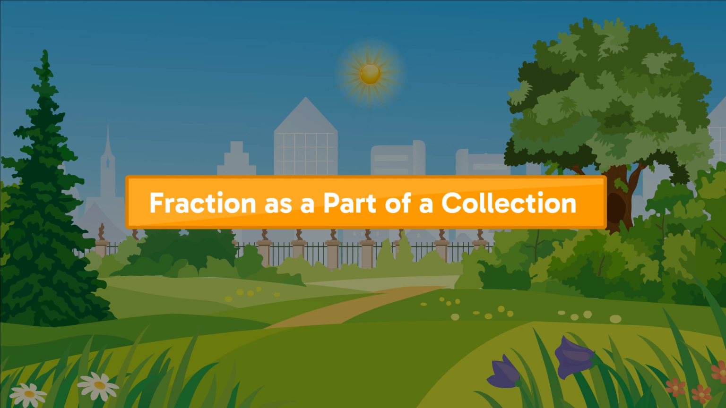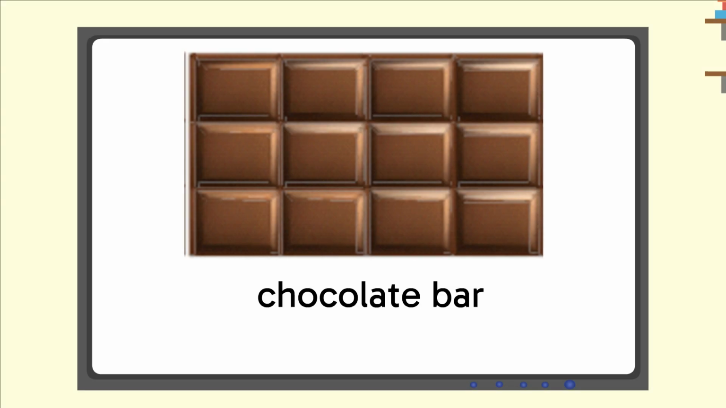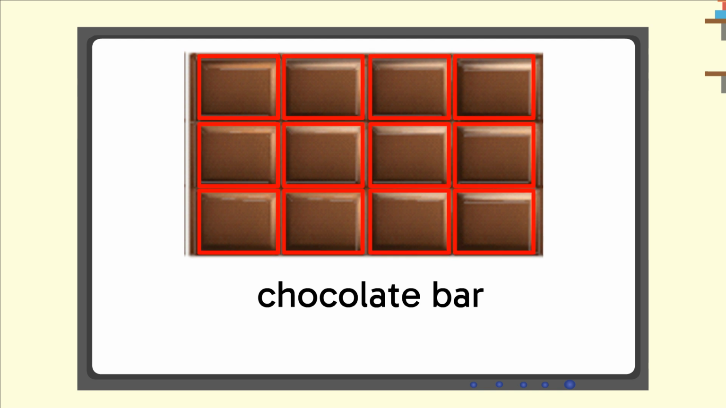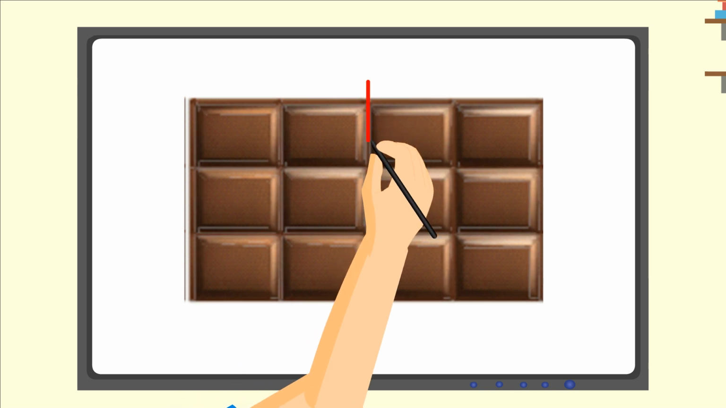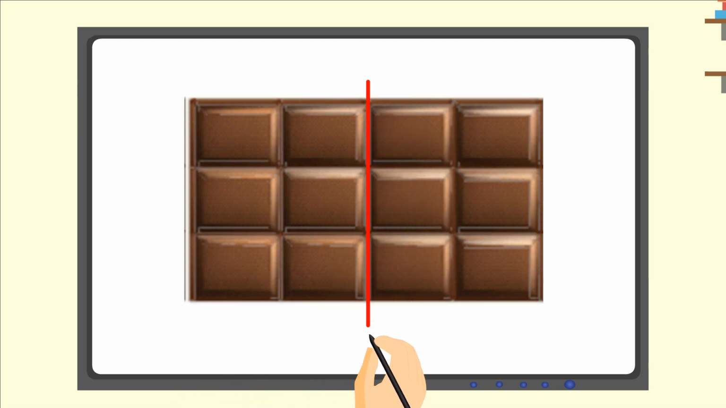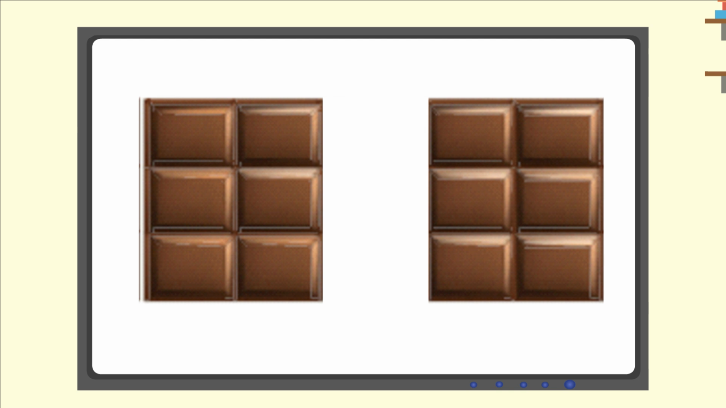Fraction as a part of a collection. Here is a chocolate bar. It has 12 pieces. Let us cut it into two parts, which is half of the chocolate bar. When 12 pieces chocolate is cut into half, each half contains 6 pieces.